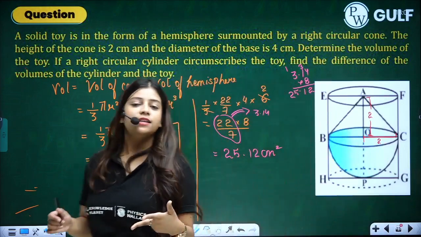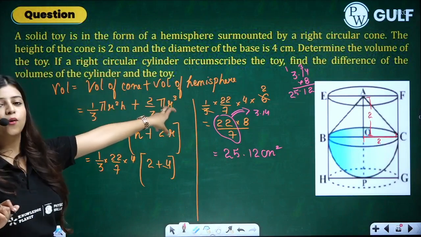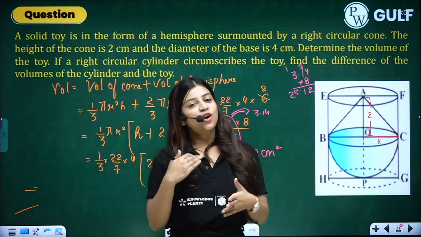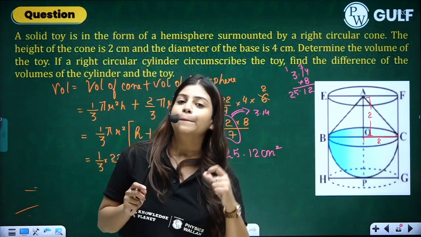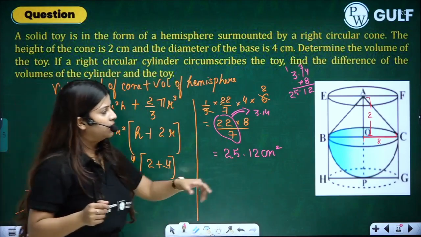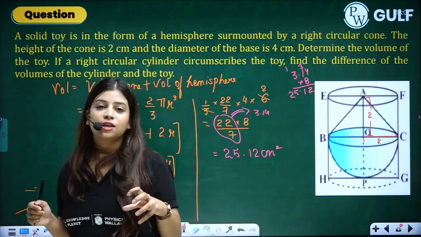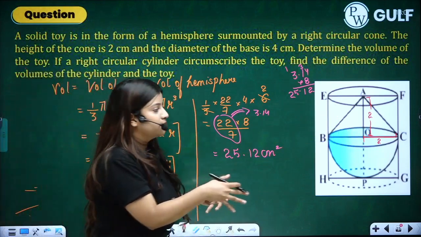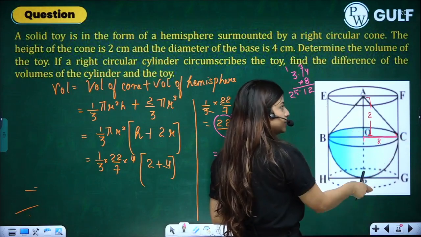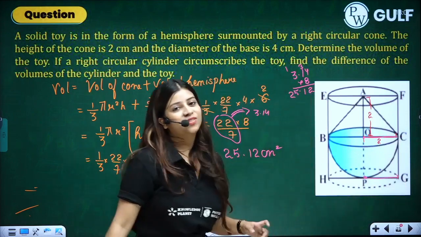The second thing that is being asked is to find the difference of the volumes of the cylinder and the cone. The next thing we have to find is the volume of the cylinder. What is the formula for the volume of a cylinder? Pi r square h. For that, we need the radius of the cylinder. As we can see, this figure is completely circumscribed inside the cylinder. So if this is the radius of the cone and hemisphere, this will also be the radius of the cylinder that we have.